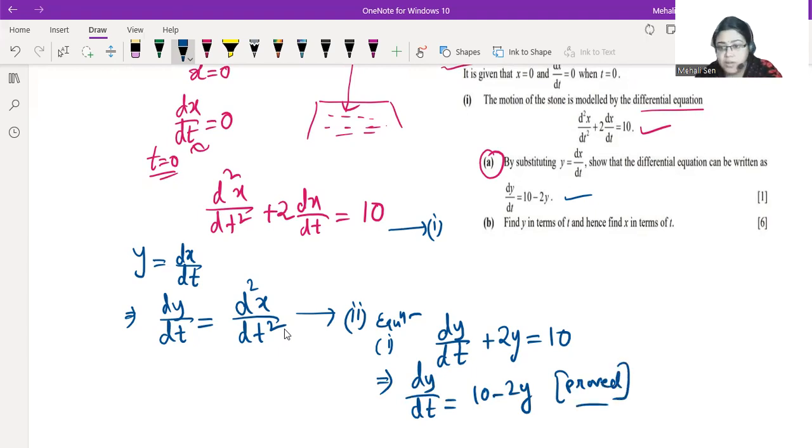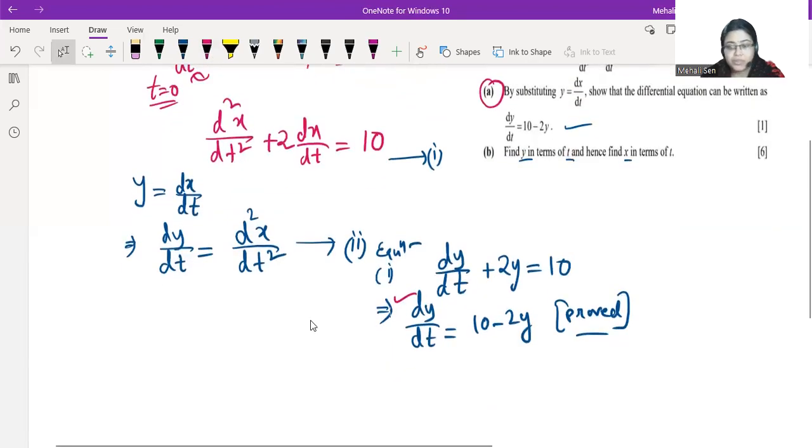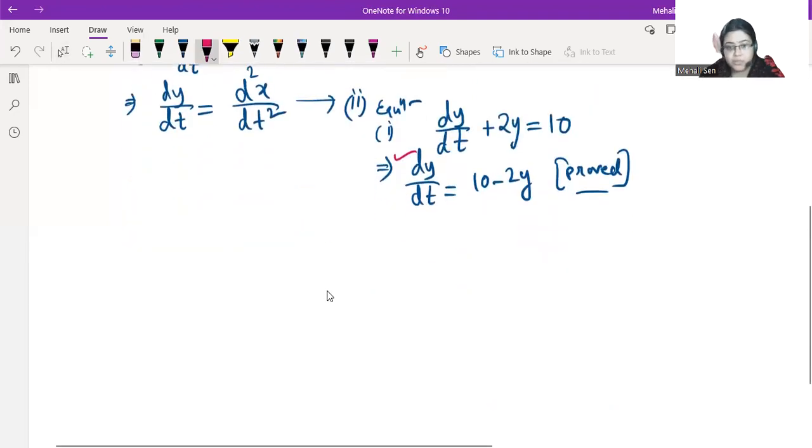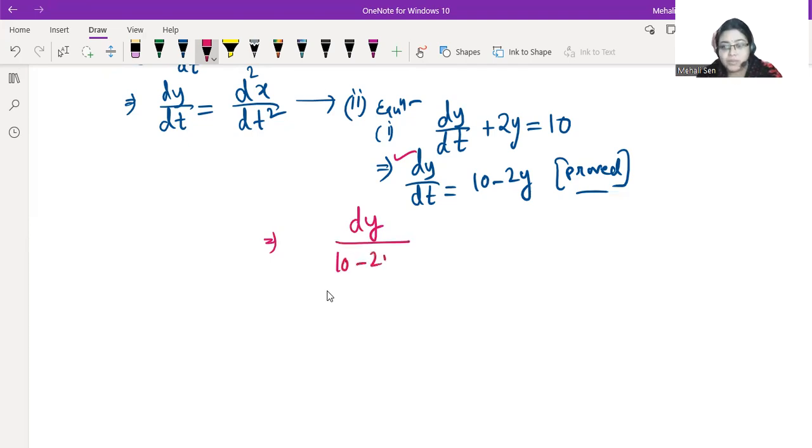Next is to find y in terms of t and hence x in terms of t. So how should we do it? For that, whatever we have, we need to integrate it. This is the first equation, right? In that equation, we need to put all the y terms in terms of dy. So here dy over 10 minus 2y, and then dt will be here.